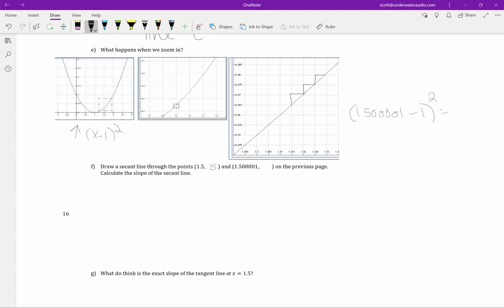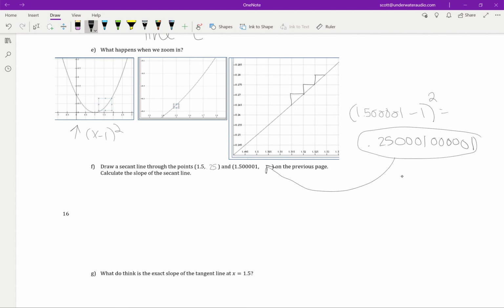Let's see, it ends up being 0.250001, and then a lot of zeros, 5, 1. So it's pretty close to just a quarter. It's pretty close to what that is. And I can't fit that in here, but I'm just going to circle it and say that goes right here.